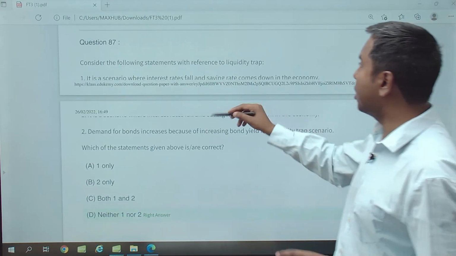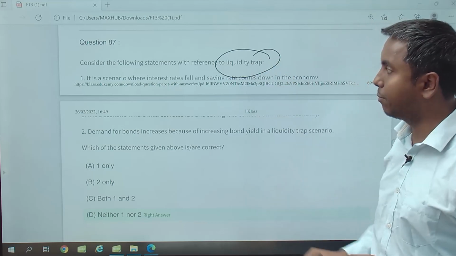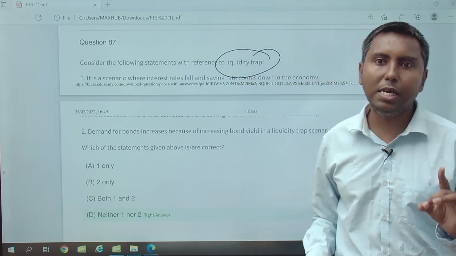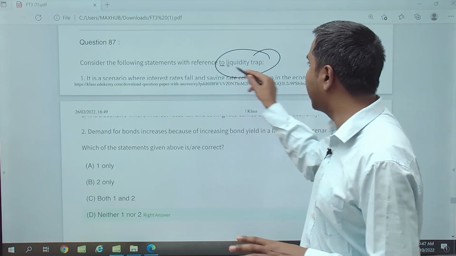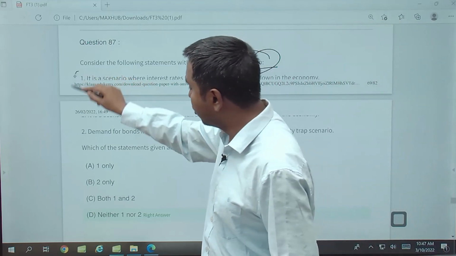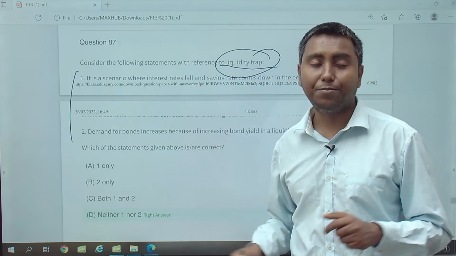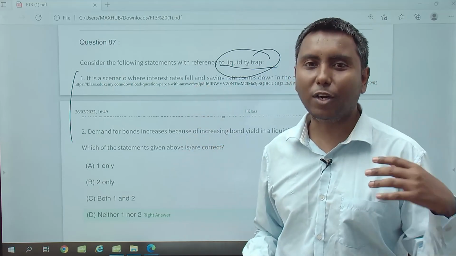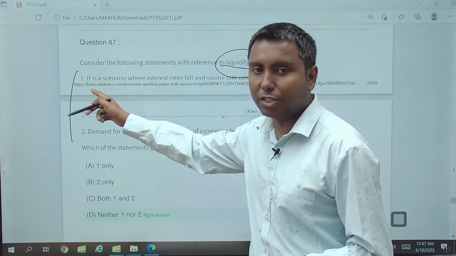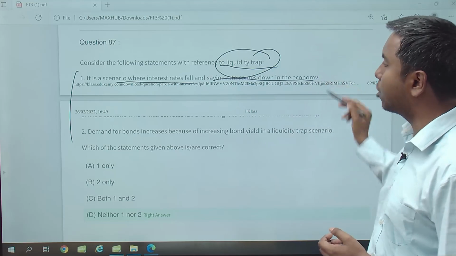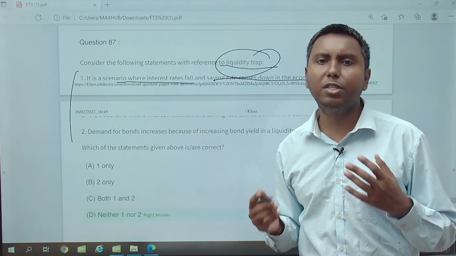So question 87, consider the following statements with respect to liquidity trap. Now see here, you should be clear about what a liquidity trap is. If you are clear about liquidity trap, you will be able to answer this, because both these statements are opposite of what happens in a liquidity trap. Read the first statement. It is a scenario where interest rate falls and saving rate comes down in the economy. This is what happens in normal cases.